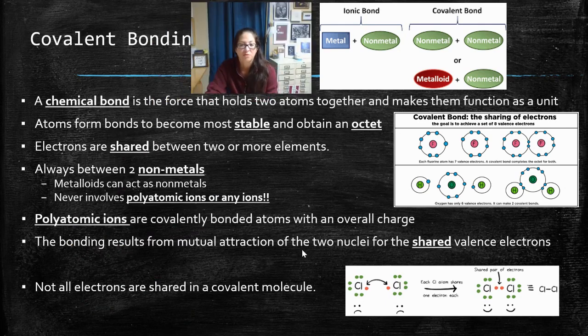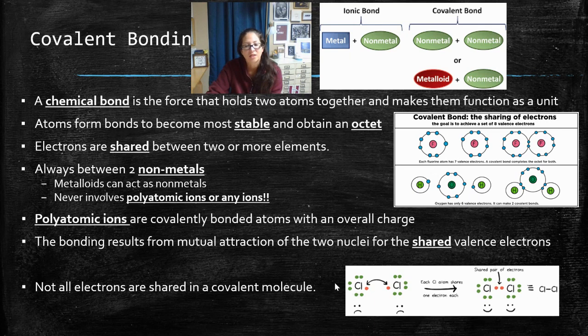So the bonding results from a mutual attraction of the two nuclei. Nuclei is just that nucleus in the center. It's the plural form of nucleus. And they're going to share their valence electrons. And not all electrons are shared in a covalent molecule. So notice here that the only ones being shared are the ones that are highlighted in that pink or red color.